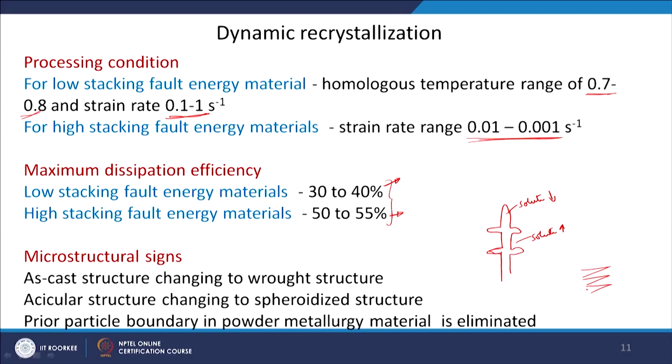And prior particle boundaries in powder metallurgy alloy material should be eliminated. So, you should not be able to see what the particle boundaries were in the powder metallurgy material. If you are able to see all these features, you are in the dynamic recrystallization region.